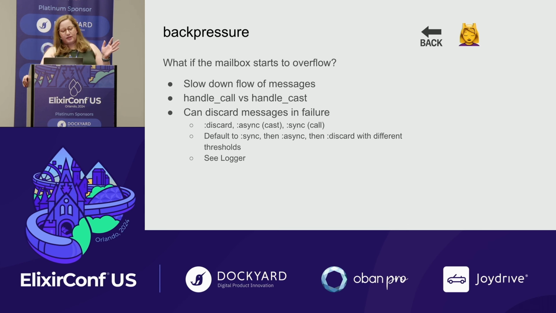You can set thresholds for different message queue lengths that you want to do. So you can start synchronous with handle call, and then if you get over a certain threshold, then you can start doing async with the handle cast. And if it gets real bad, you discard, and then you can kind of go back and forth.